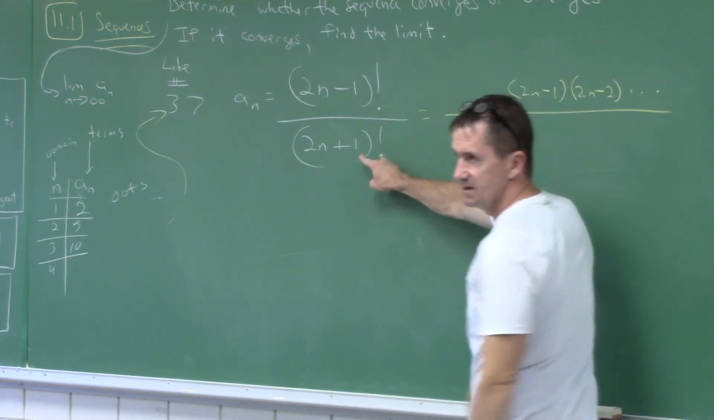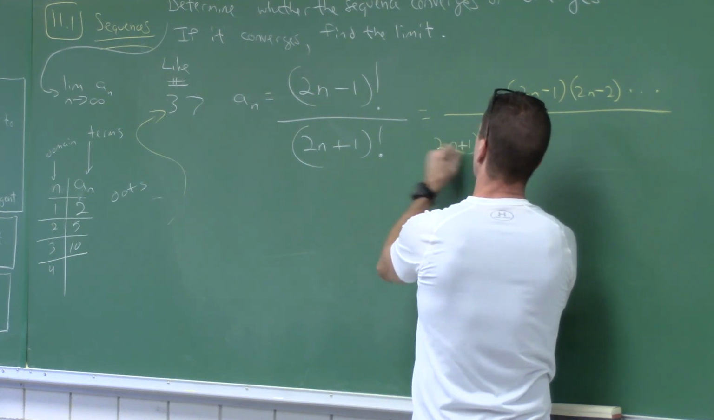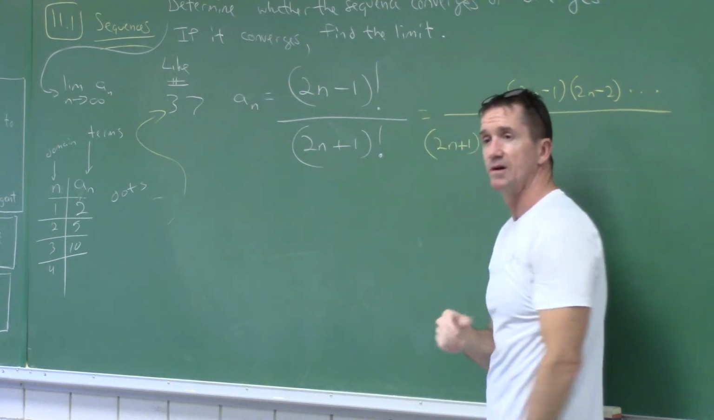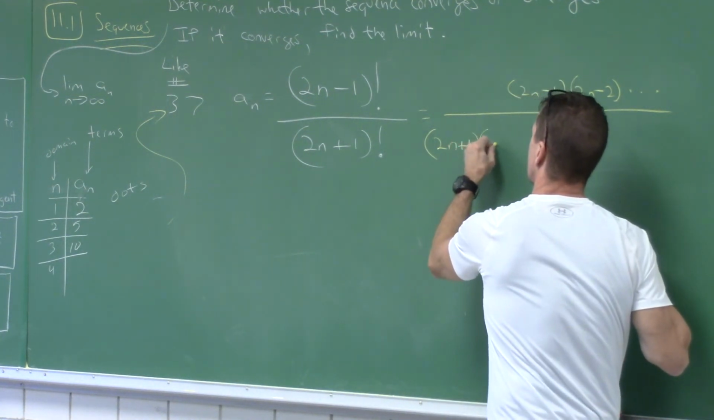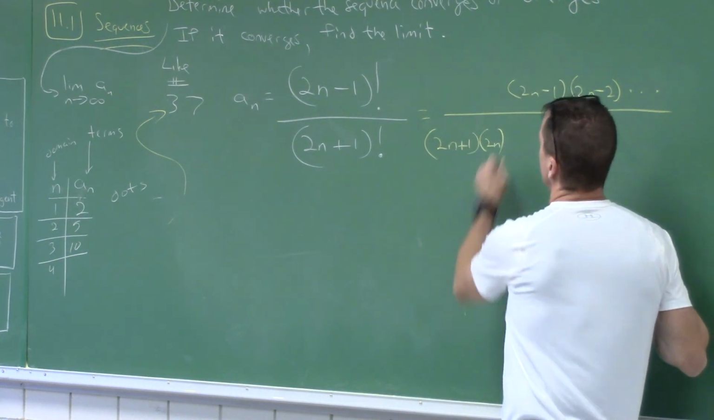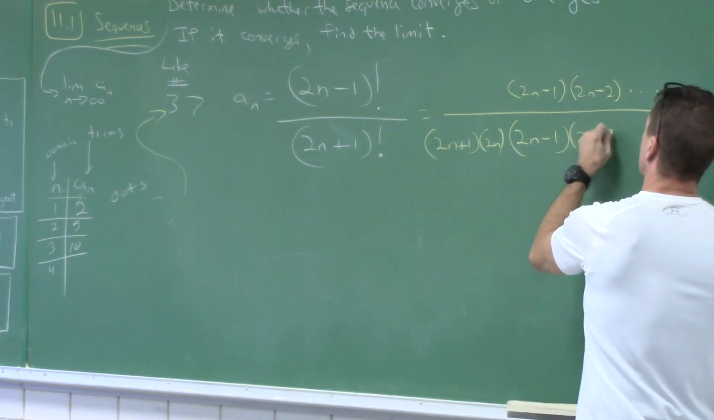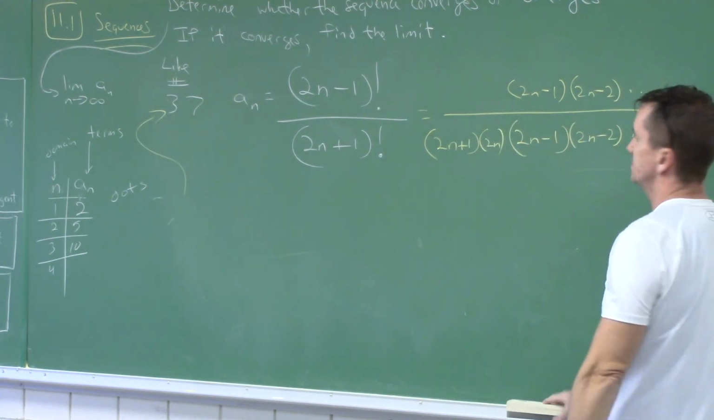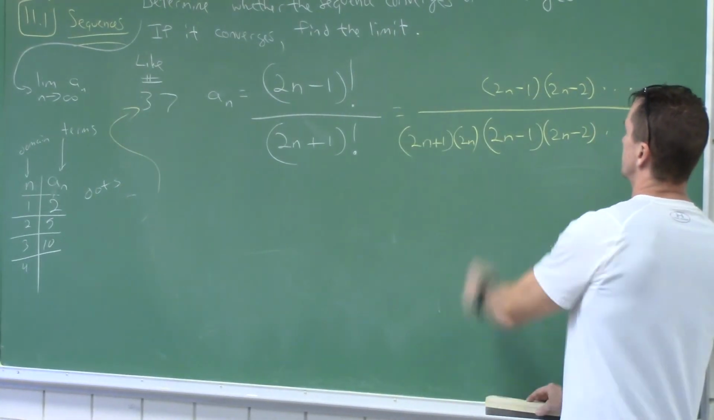Well, what about this one? I'm going to start it way over here. That's 2n plus 1. What's 1 less than 2n plus 1? 2n. All I need you to do is subtract the 1. What's 1 less than that? 2n minus 1. And eventually you're going to see things start to cancel out. Everything would cancel, except for what?